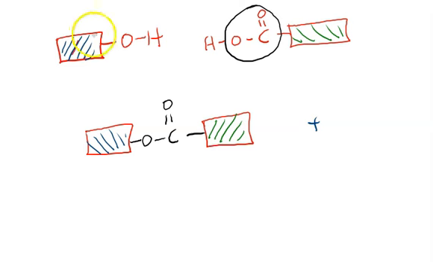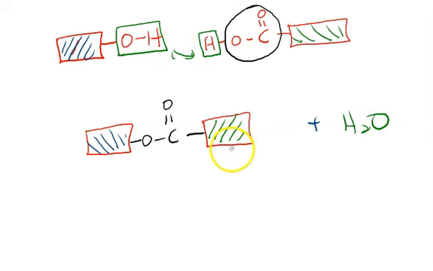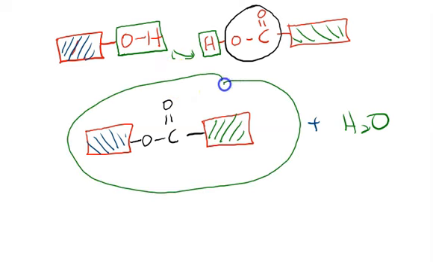So the OH from the alcohol group and the hydrogen from the acid group will combine to form water. Alright, so this is the basic part. So we are going to use this to solve the question.